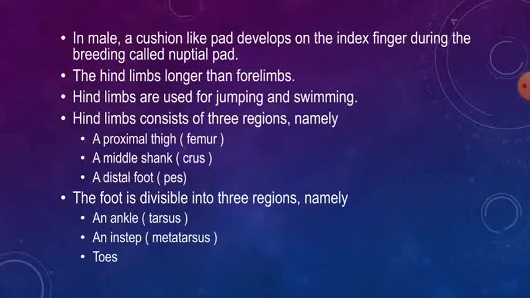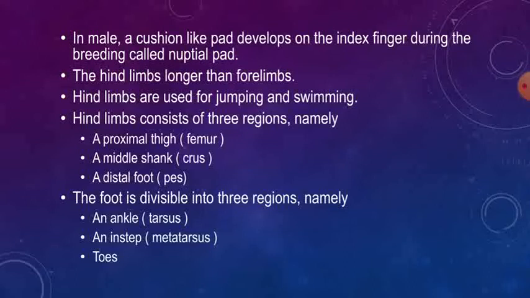In the males, a cushion-like pad develops on the index finger during breeding, which is called the nuptial pad. The hind limbs are longer than the forelimbs, and these hind limbs are used for jumping and swimming.